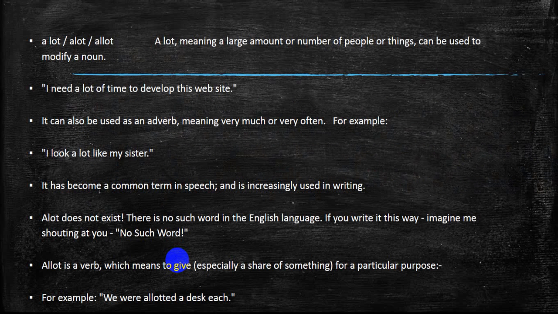And then a lot, alot, and allot. A lot, two words, meaning a large amount or a number of people or things, can be used to modify a noun. I need a lot of time to develop the website. The second version, alot as one word, doesn't exist. It's completely incorrect. And then the third version, a-l-l-o-t, is a verb, which means to give, especially a share of something. For example, we were allotted a desk each.